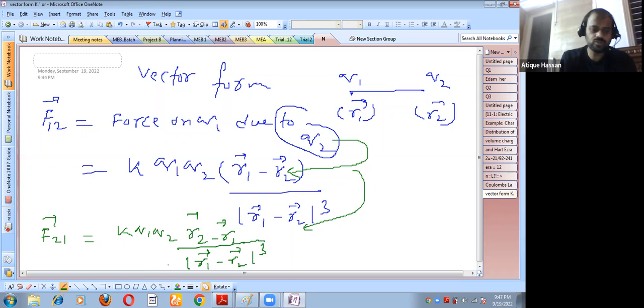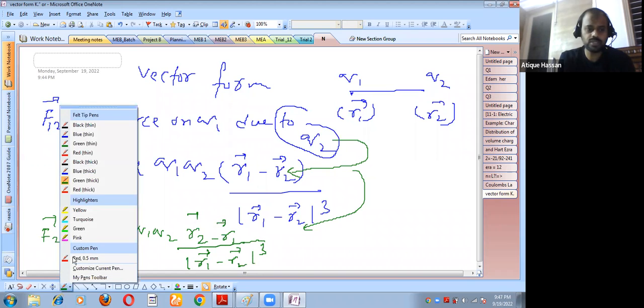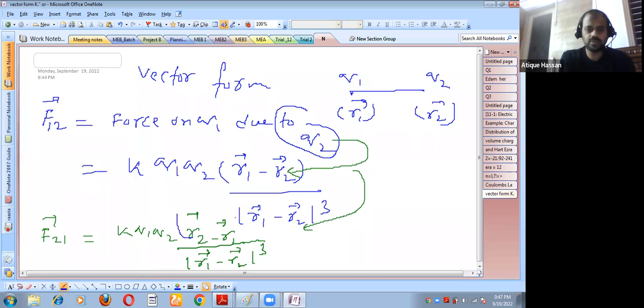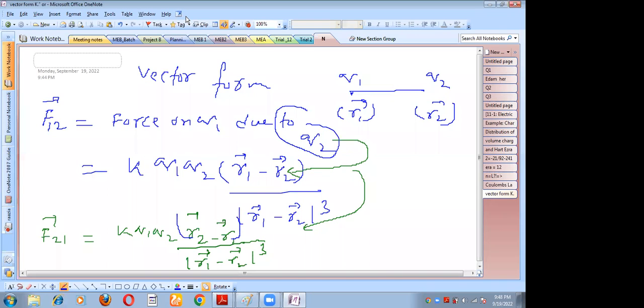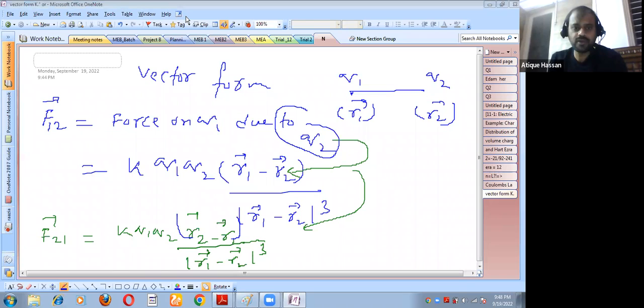So the magnitude part, the denominator part, is not going to make any difference whether you're taking r2 minus r1 or r1 minus r2. The numerator does. So the basic thing is you have to see with respect to which one you are going to find the force. If you're finding the force due to q2, then subtract r2. If you're finding the force due to q1, then subtract r1. Understood? Yes, sir. Both of you got it, Afifa? Yes, sir.